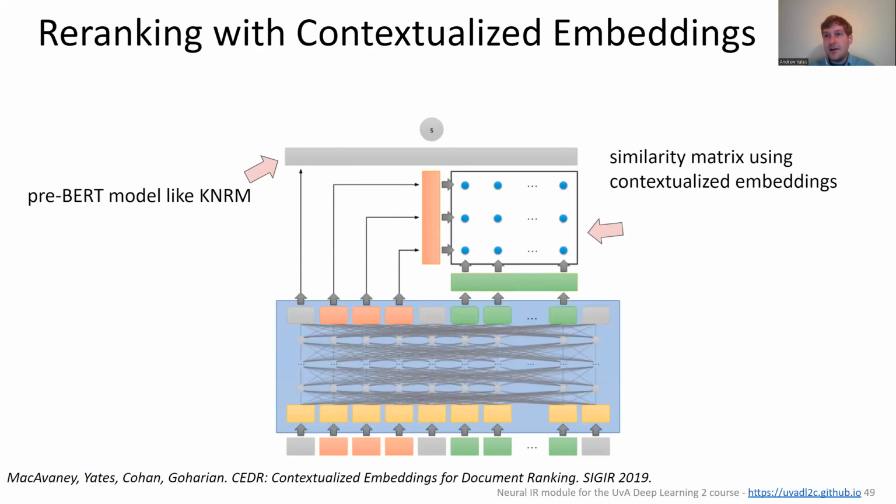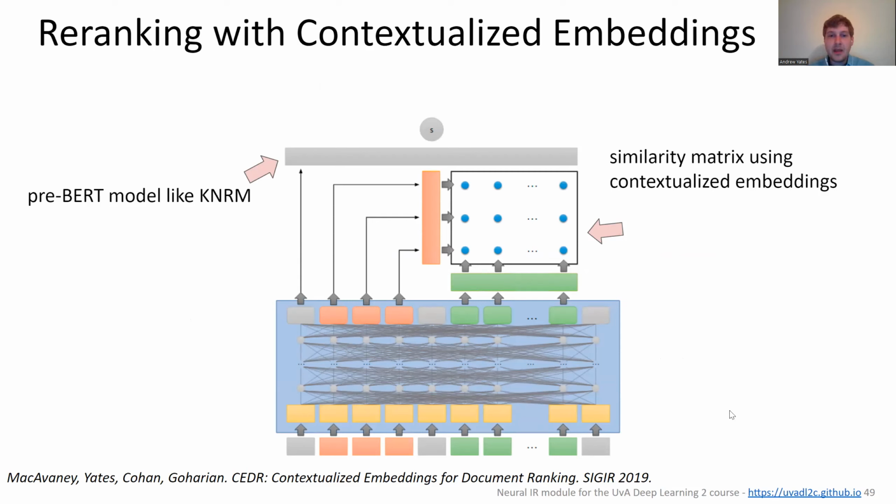Now, when we looked at CAN-RM, I was talking about similarity matrices. I mentioned similarity matrices as a basic way for query document representation. Well, we can also use a pre-BERT method that consumes similarity matrices with these contextualized embeddings.